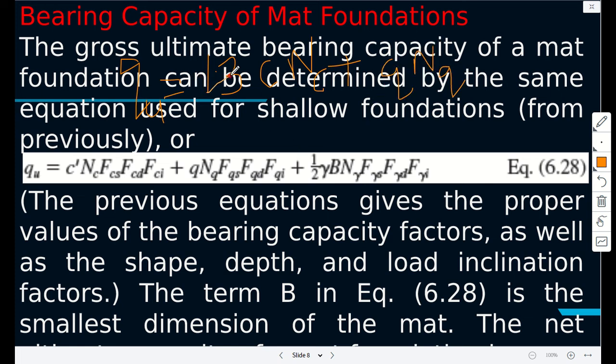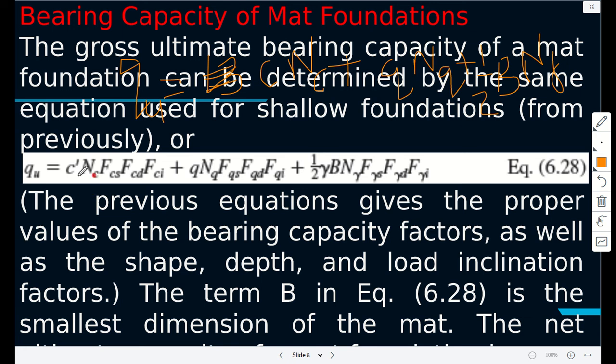No, I think this 1.3 is a specific factor, it's just a factor anyway, plus half B and gamma. There's a factor there, I forgot. B and gamma, okay.